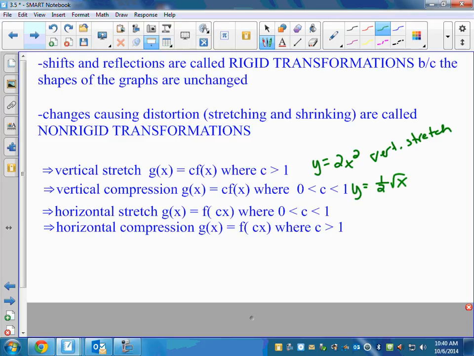So that would be like the cube root of 1/2 x. That's terrible. Who would want to graph that? No. I don't want to graph it. The 1/2 is inside the function, which is what makes it horizontal. It's smaller than 1, which is what makes it a stretch. Barf.